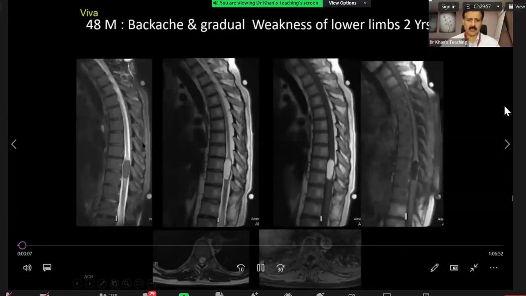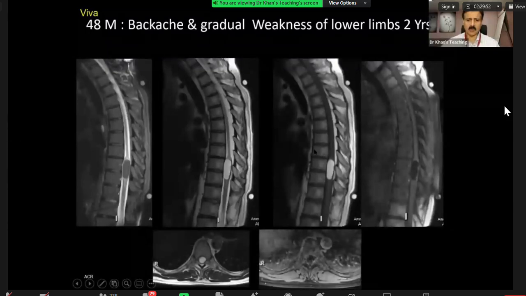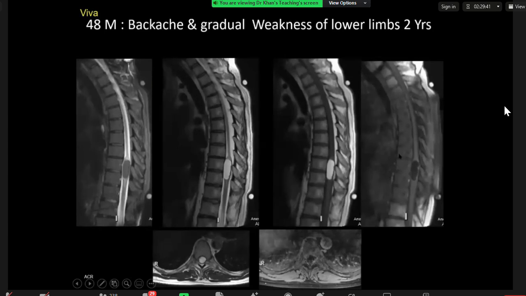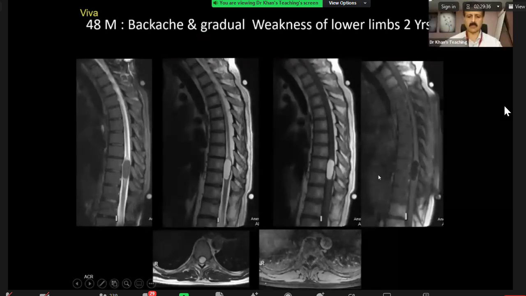So this is a T2, this is a T2, and what is this sequence? T1. What is this? Pre-contrast. So this is a fat saturated, right? So yeah, you were right, pre-contrast, but just use the word fat saturated because in the spine, classically we do fat saturated. At times for intramedullary lesion, even if you don't do a fat saturated, it doesn't matter. So this is a fat saturated.